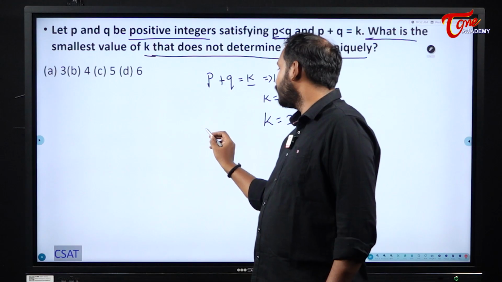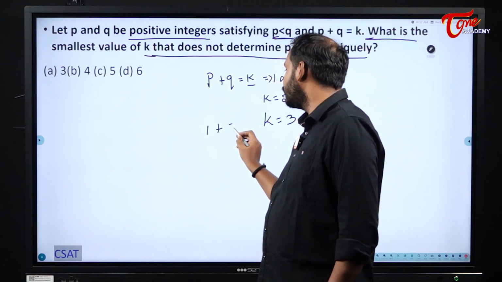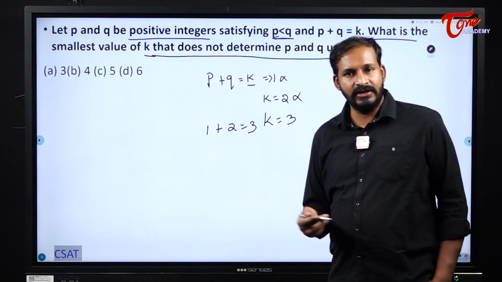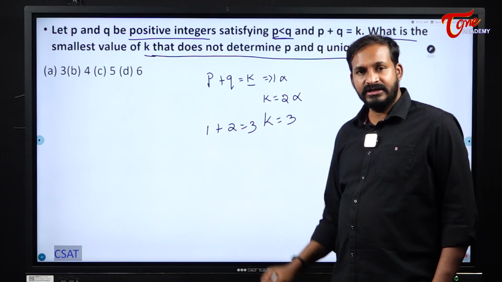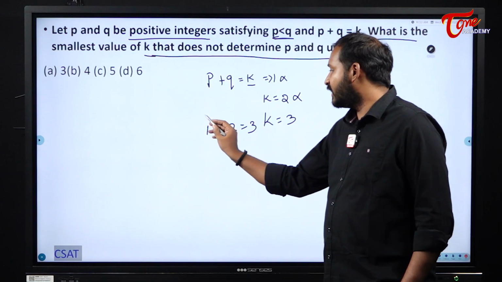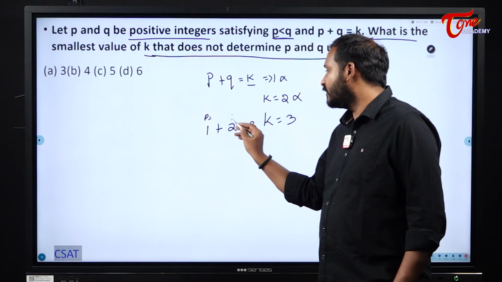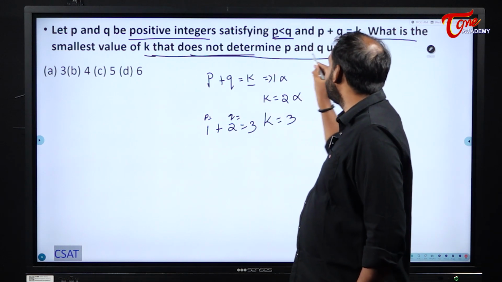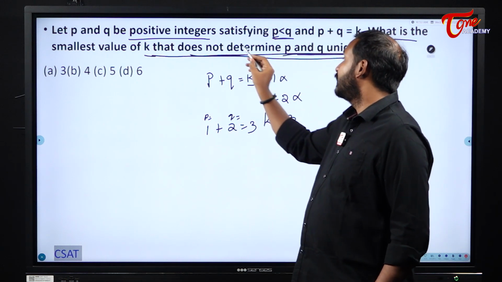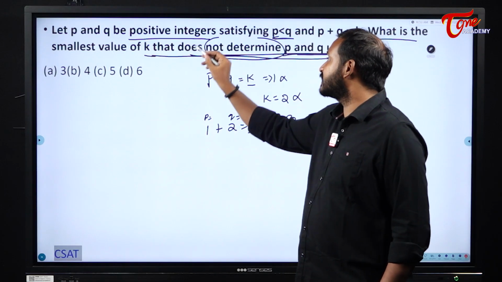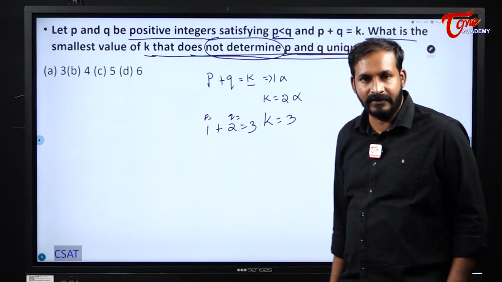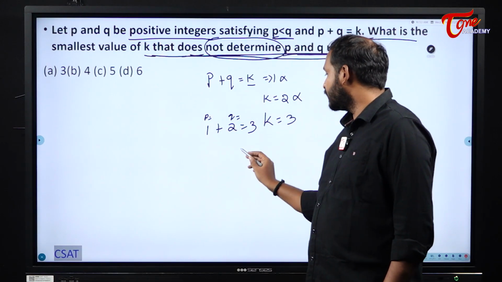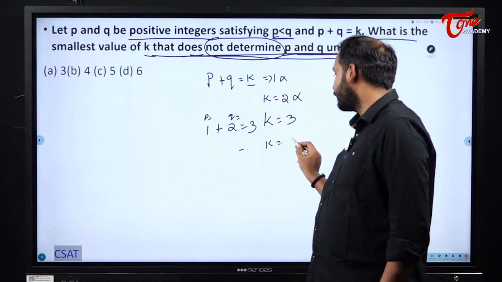So what is the value of p I can take? I can take 1, and q value I can take as 2. Apart from this, can I take any other value? No. Are we getting the unique solution here? Yes, definitely p value should be 1 and q value should be 2. But our question is what? K does not determine p and q uniquely. If they ask us to determine uniquely, our answer will become 3. But here it should not determine uniquely. So I will go for the next k value, that is k as 4.